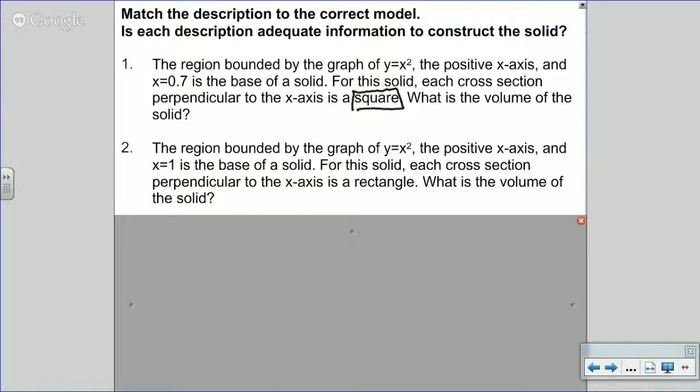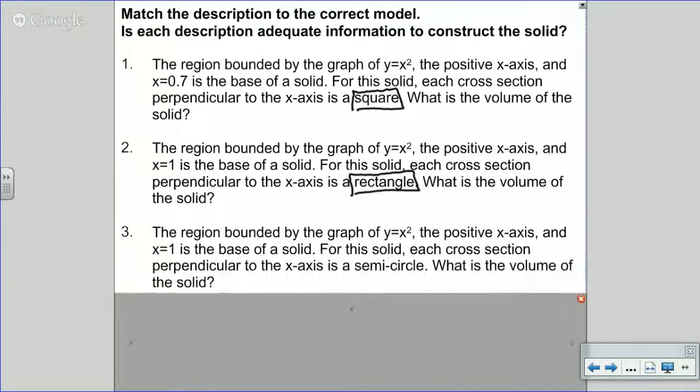All right, let's take a look at this one. The region bounded by the graph still of y equals x squared, the positive x-axis, and this time x equals 1 is the base of a solid. For this solid, each cross-section perpendicular to the x-axis is a rectangle. What is the volume of the solid? So which one is this? This is the one with the blue paper, right? How do we know? Because each cross-section is a rectangle.